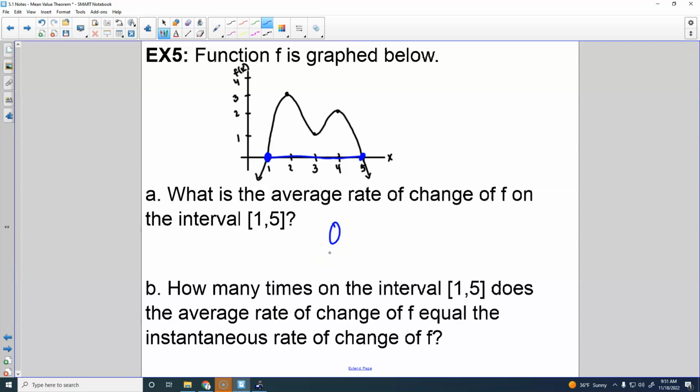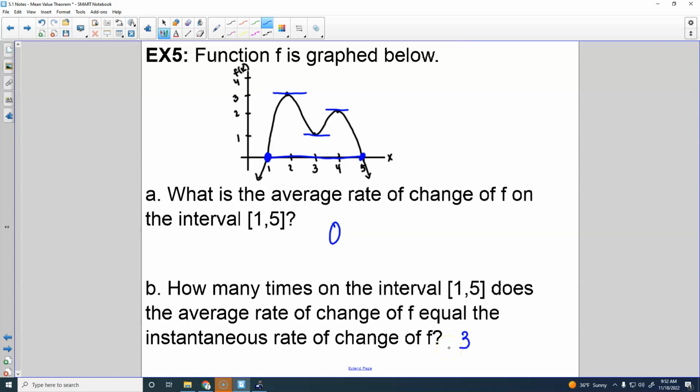Okay? So the second question says, how many times on the interval from 1 to 5 does the average rate of change of f equal the instantaneous rate of change of f? Okay, 3. Where did those happen, Maddox? Okay, good. So like right here where we switch from increasing to decreasing, we're going to have a horizontal tangent right there. It's going to happen again right here and again right here, right? So our derivative is going to equal 0 at all of those points. So we would say 3 for this. Okay, questions?